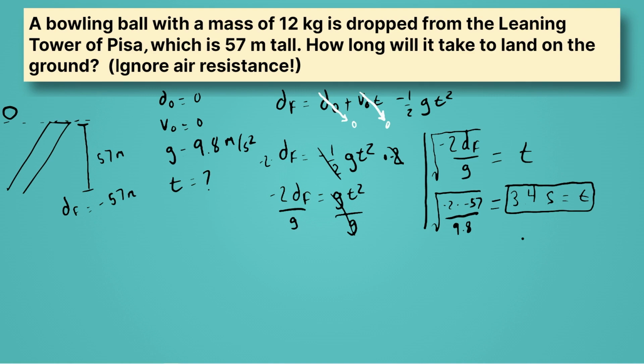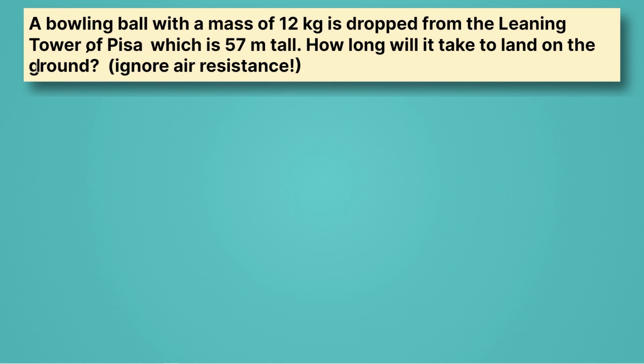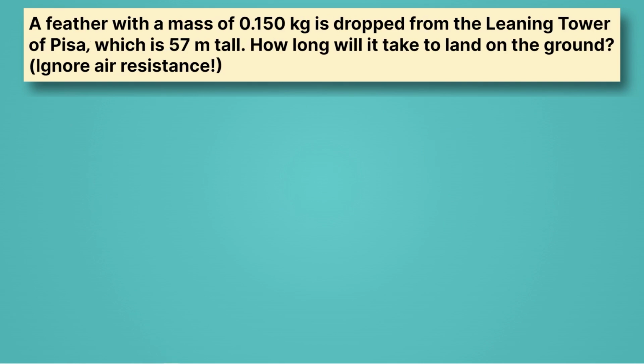Let's take a look. It's going to be about our other famous object being dropped from the Leaning Tower of Pisa. This problem tells us that a feather with a mass of 0.15 kilograms is dropped from the Leaning Tower of Pisa, which is 57 meters tall. How long will it take to land on the ground? Again, we're going to ignore air resistance.